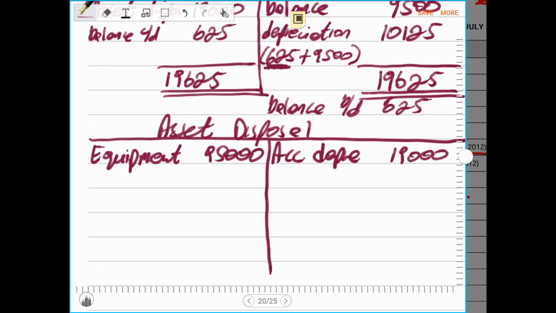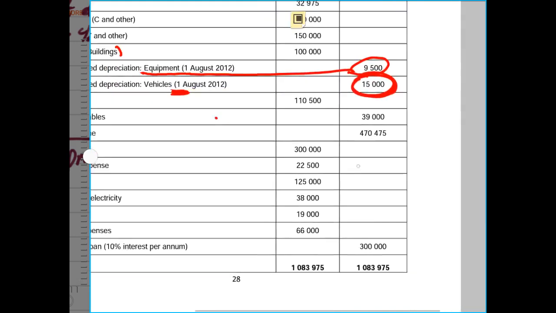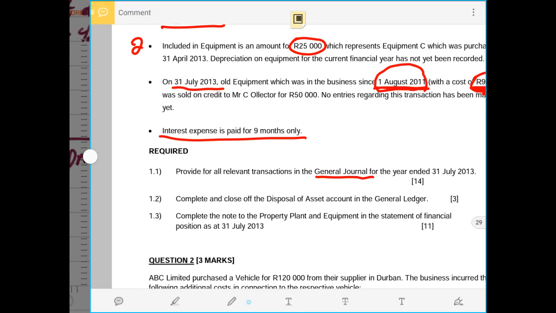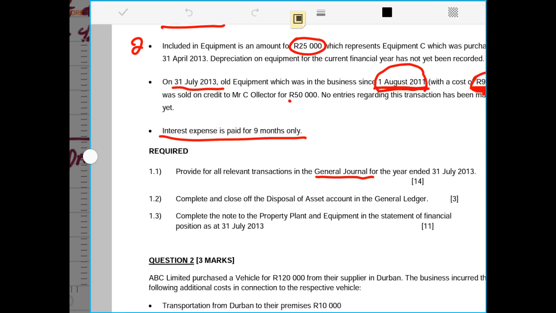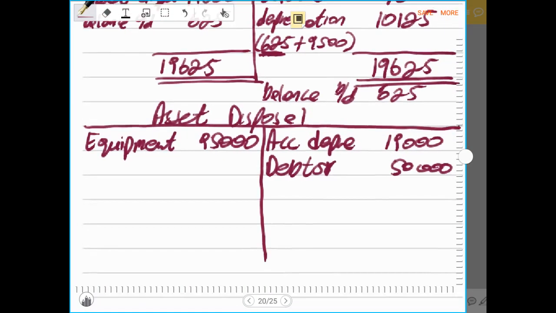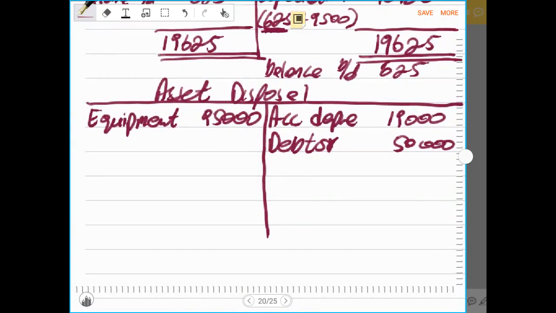Then we know that this old equipment was sold for an amount of 50,000 rands, and whenever something is sold on credit, then that becomes debtors. Let us check. I think they told us that it was sold on credit to C Olecta. Yes, there we go. It agrees exactly with me. It was sold for 50,000 rands on credit to Mr. C Olecta. Therefore, C Olecta becomes our debtor because he still owes us an amount of 50,000 rands for the sale of this asset.